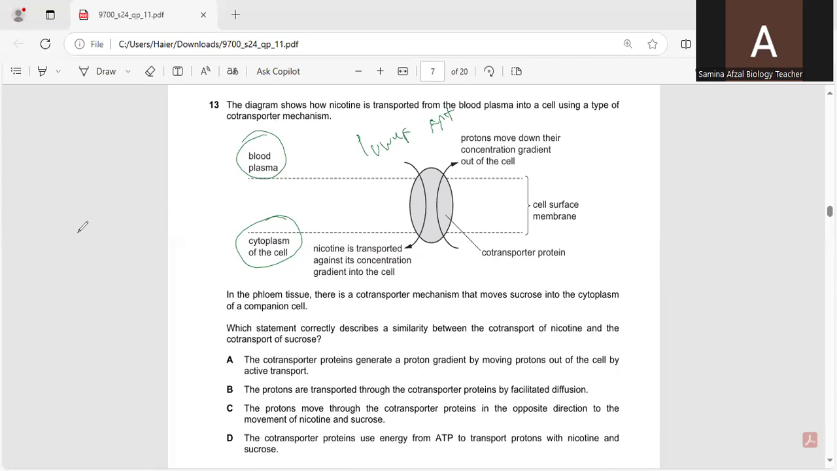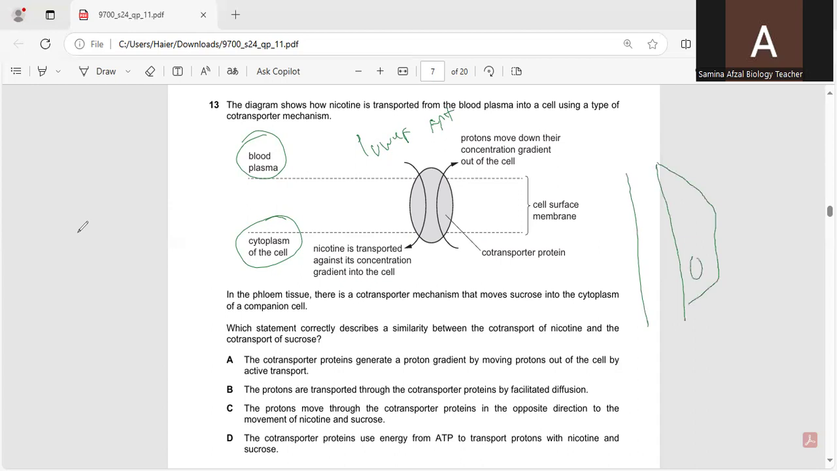So in the phloem tissue, there is a co-transporter mechanism that moves the sucrose into the cytoplasm of a companion cell. Which statement correctly describes a similarity between the co-transport of nicotine and the co-transport of sucrose? For this purpose, first of all we have to draw this phloem cell, and there is a companion cell with it.